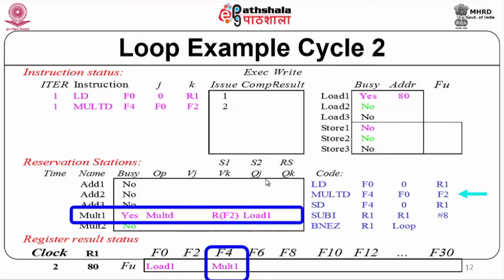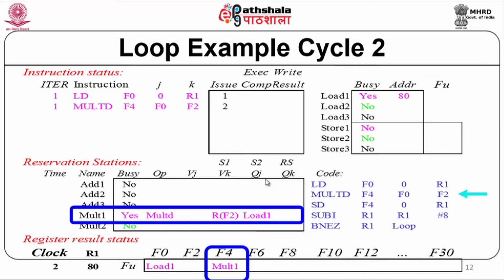During clock cycle 2, it is a single issue processor. The load instruction has already been issued. So, you have the second instruction in succession, which is your multiply instruction, being issued now. When multiply gets issued in the second clock cycle, observe that you have a multiply reservation station entry, which is your mult1, allocated to that.